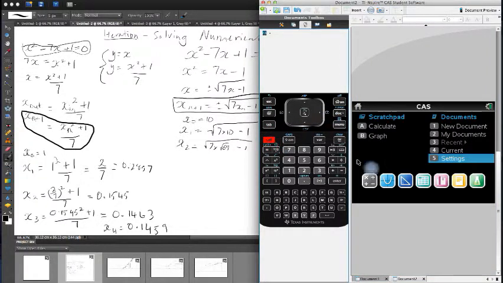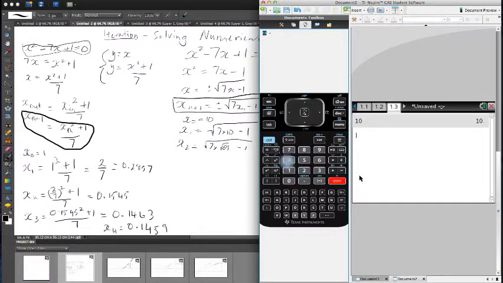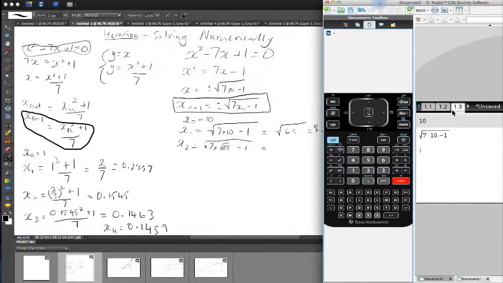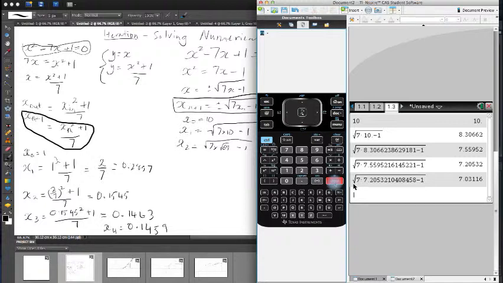We'll grab a new calculator page. We'll try it all again, now in approximation mode. So 10 is our first guess, then we had 7 multiplied by our answer, minus 1. There we go. There's our approximation, and that was indeed what we had before, 8.3 something. And now our next one, there we go, 7.55, and our next one, and next one. You can see each time the input and output are getting closer and closer to each other.